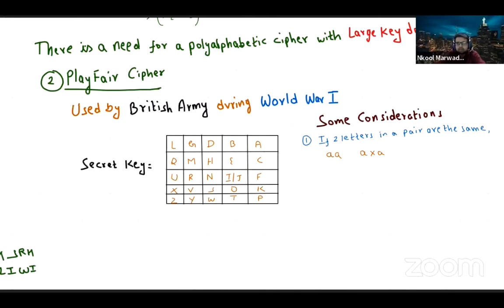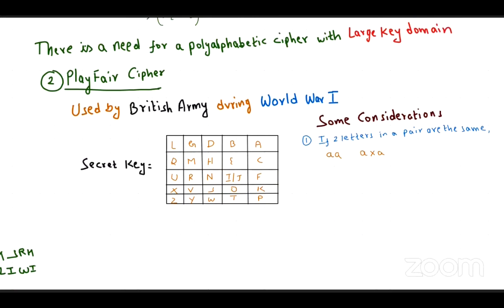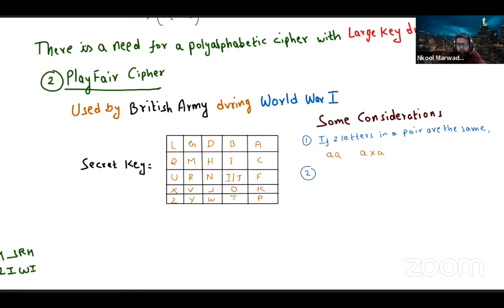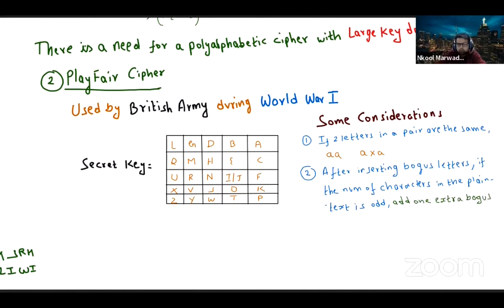So this concept is clear. Second, after inserting bogus letters, if the number of characters in the plain text is odd, add one extra bogus letter at the end to make it even. So these two considerations we have to just focus on.